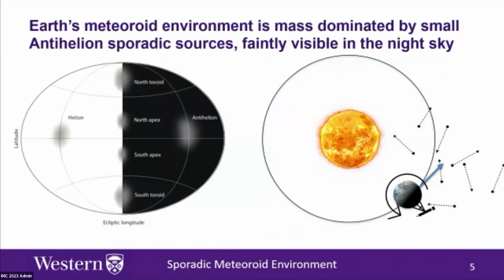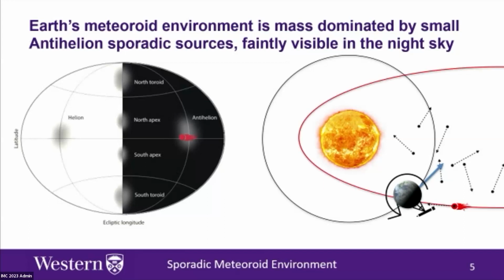So basically, Earth rolling around the sun, moving this way, picks up all this material that happens to be on its way. And this leads to the meteors that we see in our night sky. These ones are in general in the anti-helion region, you see here. And these are the ones that Earth is actually mass dominated by. So these are the vast majority of the sporadic sources that we see, and the vast majority of the mass that we receive is from the anti-helion sources.